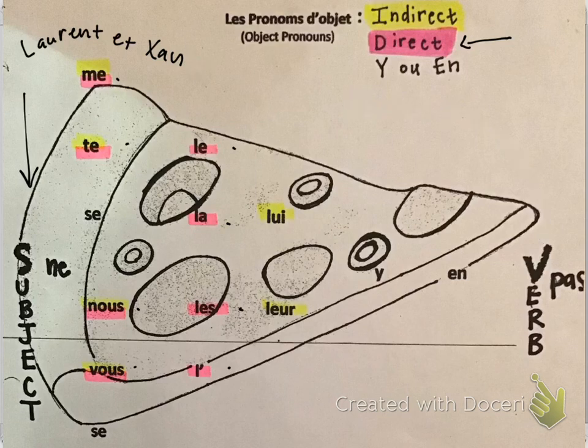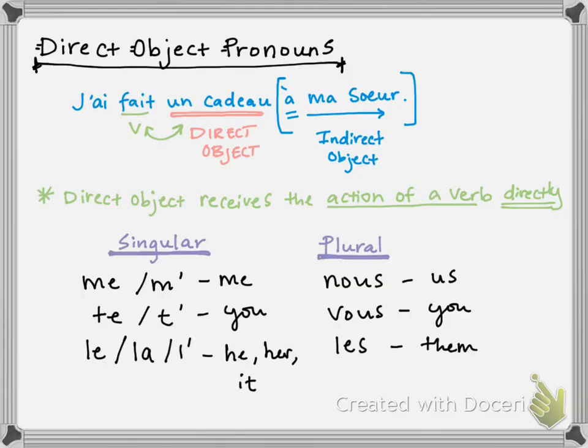What we're going to do is a lot of practice with this in order to make sure that you fully understand it. The main thing you need to do is to memorize le, la, l', nous, vous, and les. Everything else pretty much follows the same rule as your indirect object pronouns. If you have that visual in your head of the pizza where everything is placed, then you should be good as long as you have these memorized.